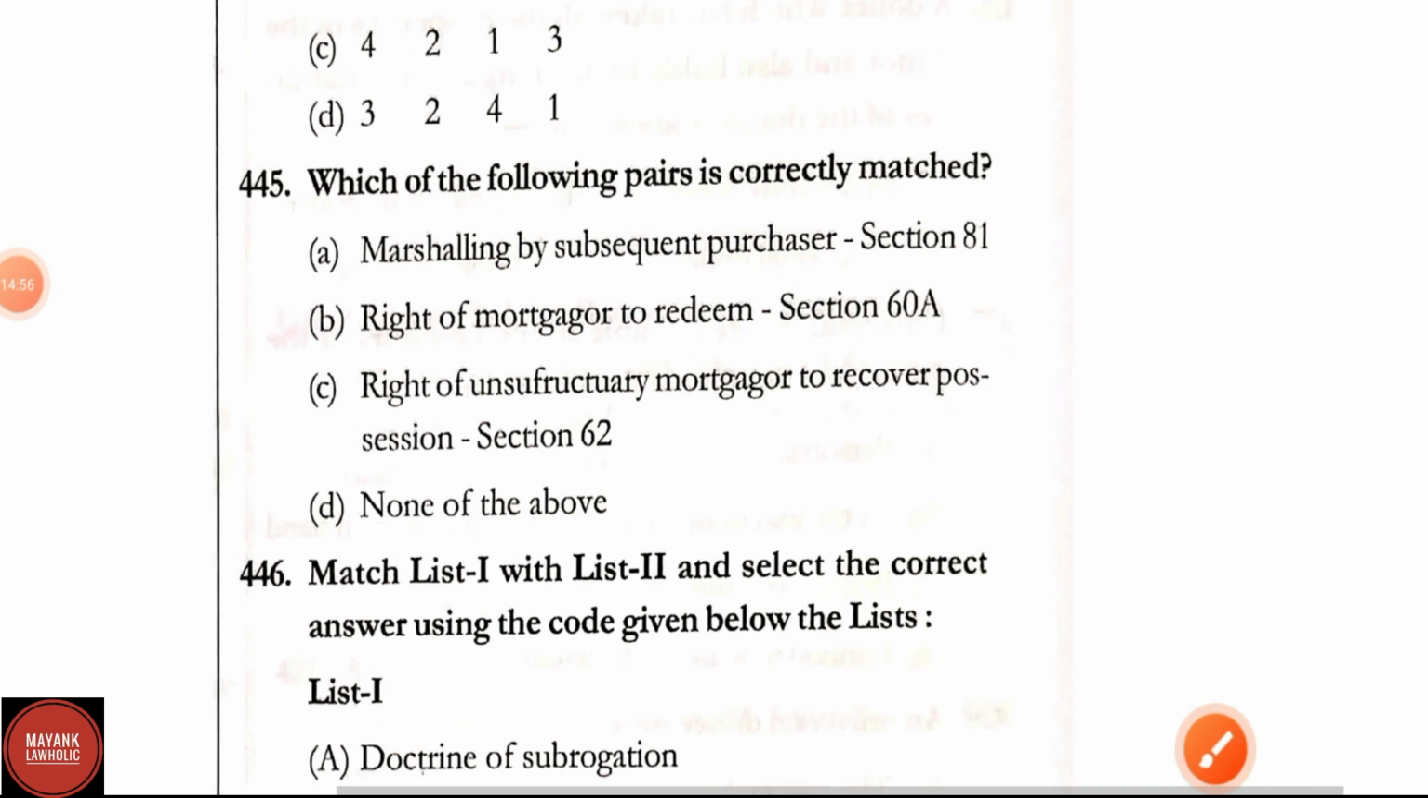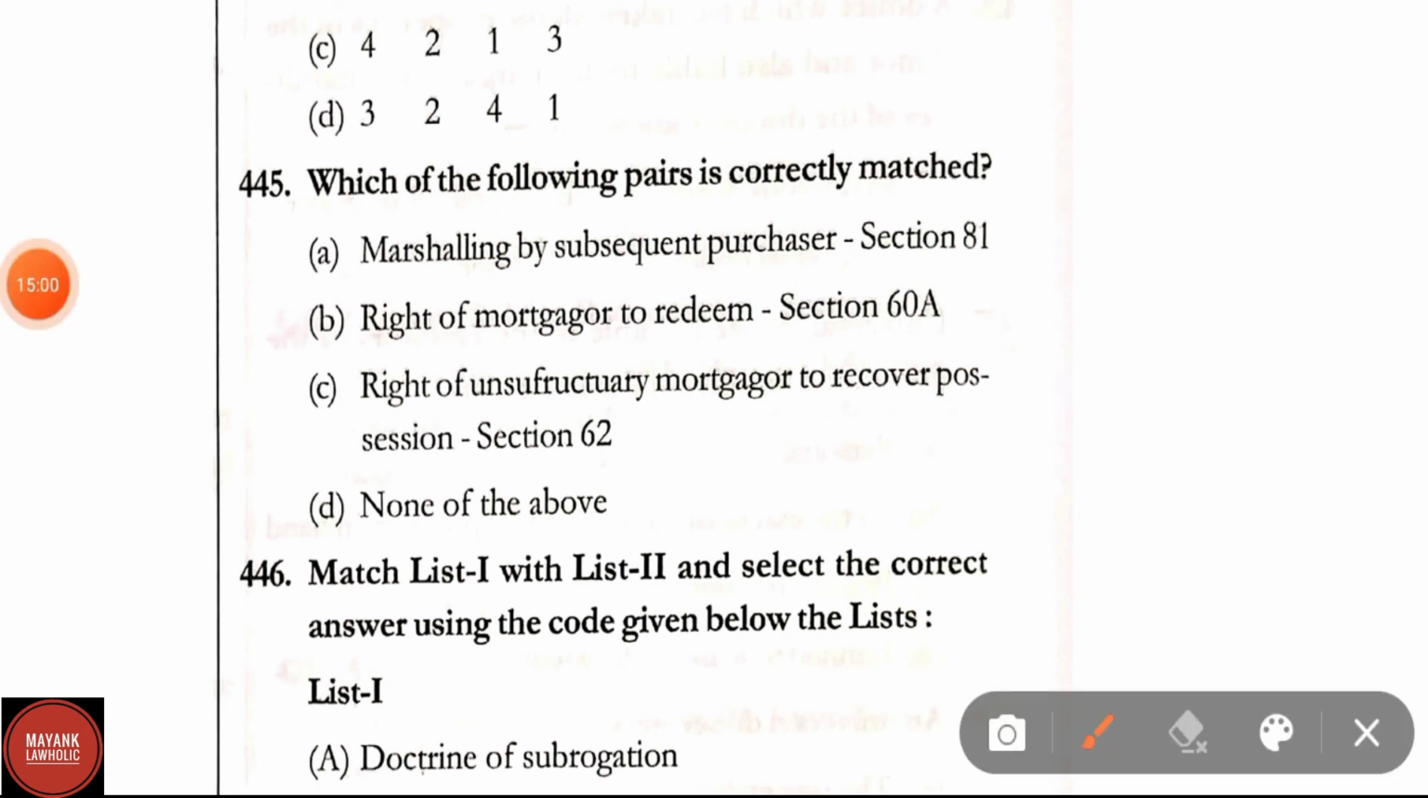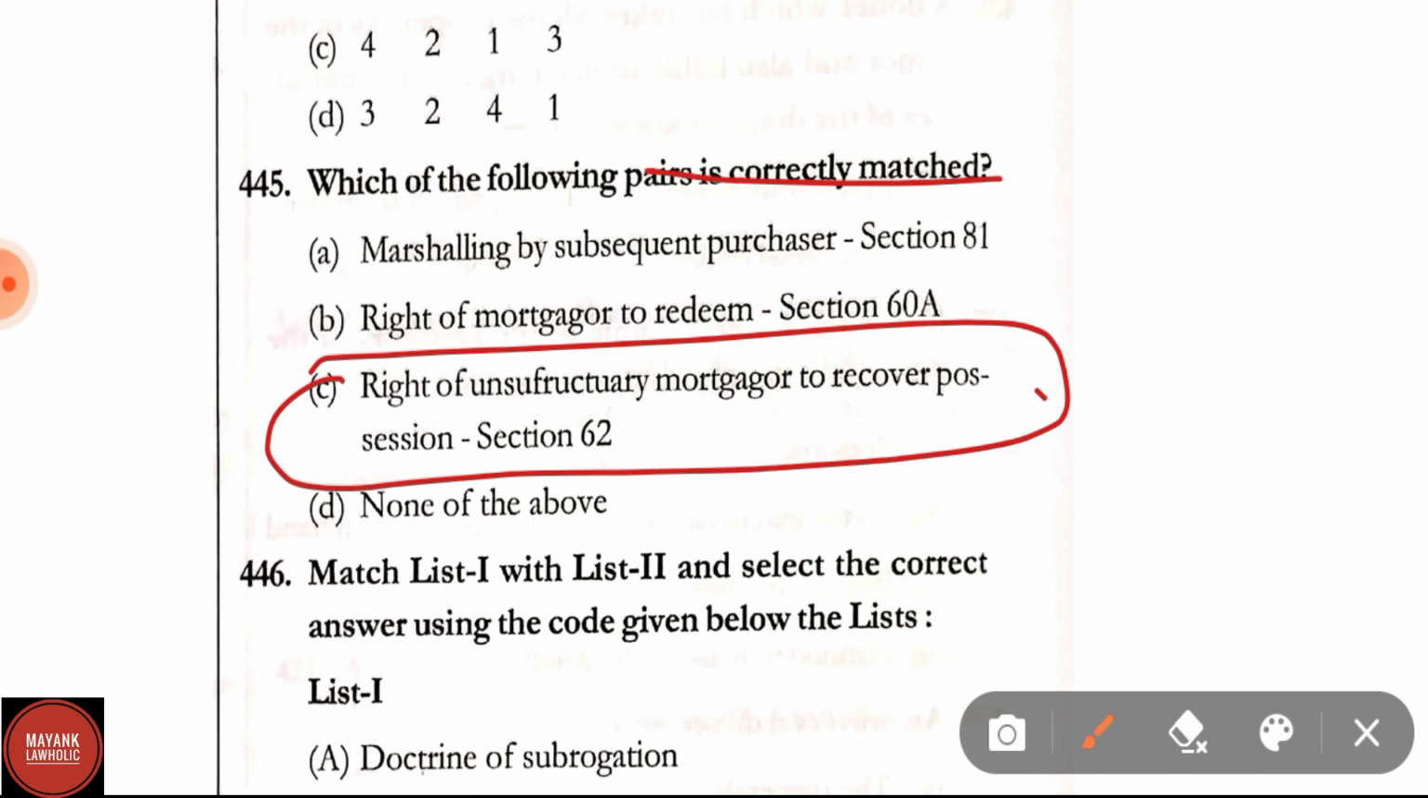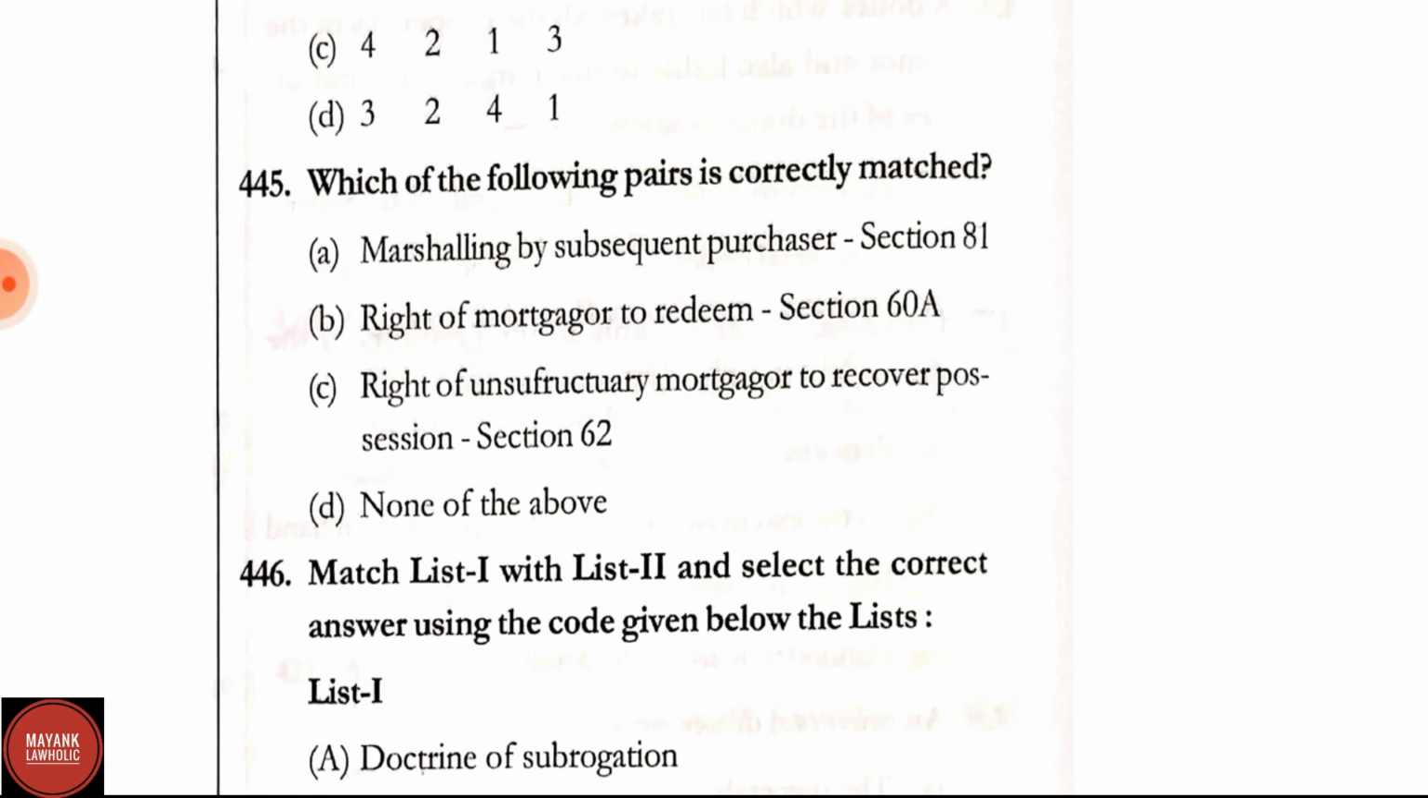Question number 445. Which of the following pair is correctly matched? Options are marshalling by subsequent purchasers section 81, right of mortgagor to redeem section 60A, right of usufructuary mortgagor to receive possession section 62, none of the above. Here it has been asked which of the following pairs is correctly matched. Correct answer is option C, right of usufructuary mortgagee to recover possession section 62.